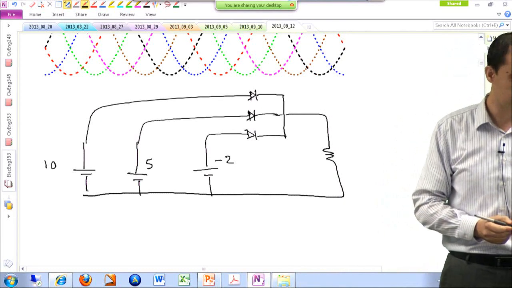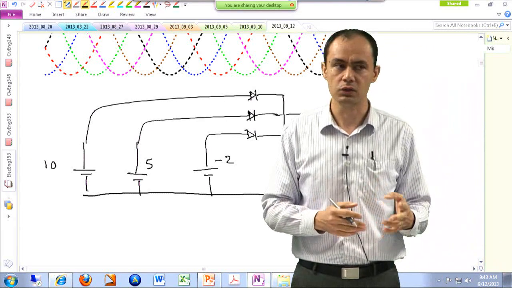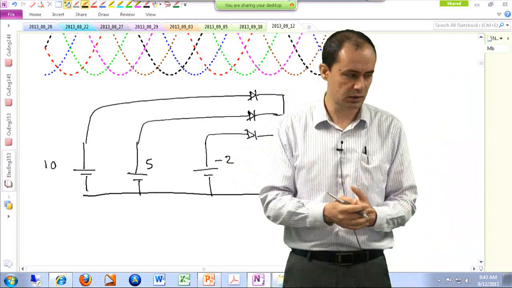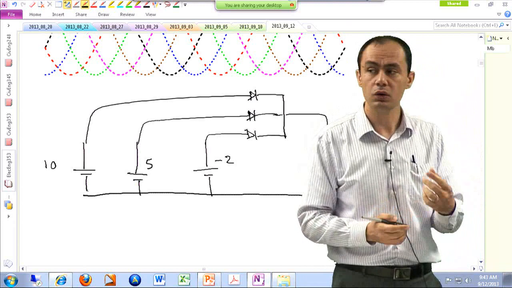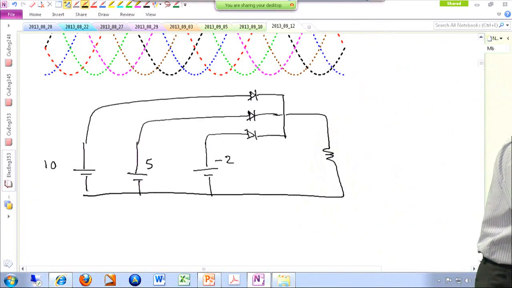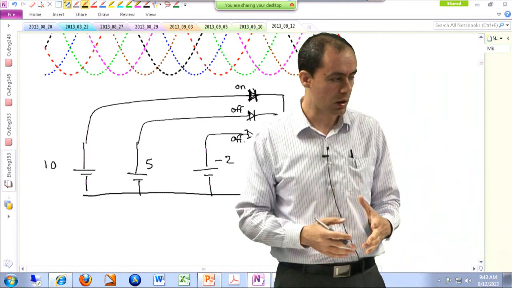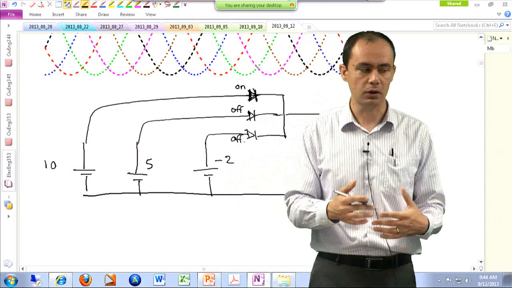Over here, if you want to analyze which of these diodes is going to be on and which is going to be off, we have 3 diodes. Each diode has 2 possibilities of being on or off, so in total we are looking at 8 possibilities. As it turns out, only one of them is viable, and that is when this one is on and the other 2 are off. Because if the diode connected to the higher voltage is on, then you can successfully argue that the other 2 diodes are reverse biased, so they are off and not conducting.